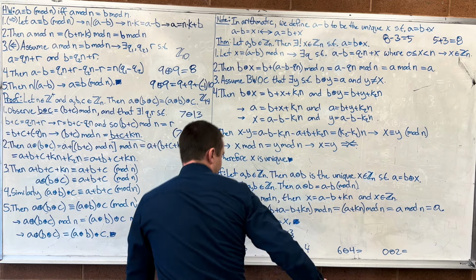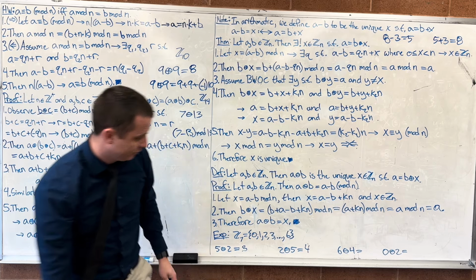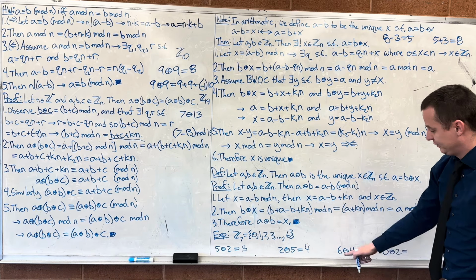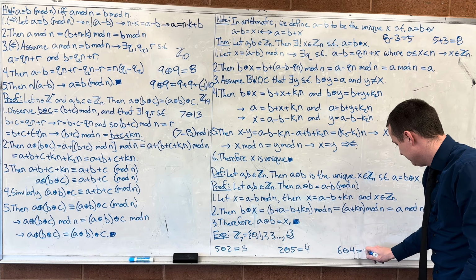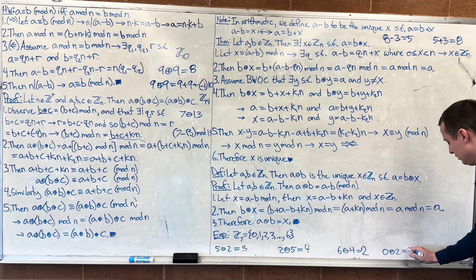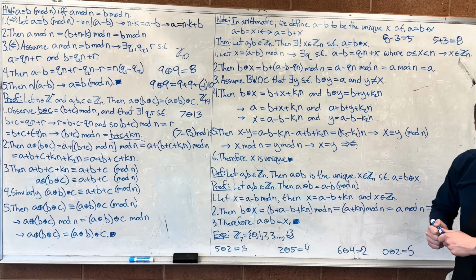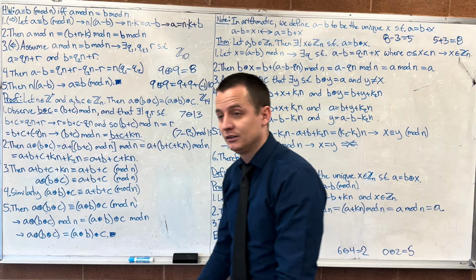Alright, what's 6 minus 4? It's 2. So subtracting is always easy when it's a bigger minus a smaller. What's 0 minus 2? It's just 5. We're in mod 7, so negative 2 mod 7 is 5. Sweet. Okay, so that's how you do subtraction. So you now know how to add, multiply, and subtract.